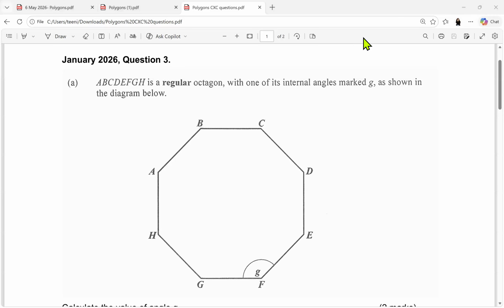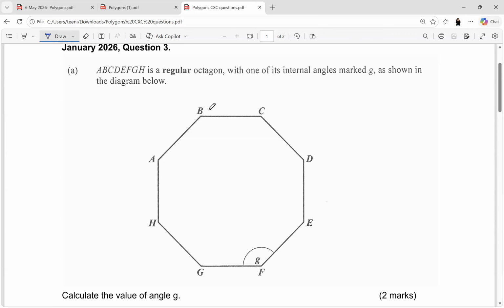The January 2026 paper 2 question 3 was based on polygons, right? It says ABCDEFGH is a regular octagon. Guys, what does that mean? If it's a regular octagon, what does it mean? All sides and all angles are equal, correct. With one of its internal angles marked G, as shown in the diagram below. Calculate the value of angle G.